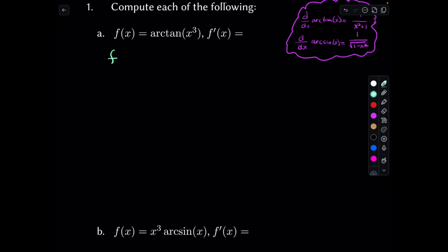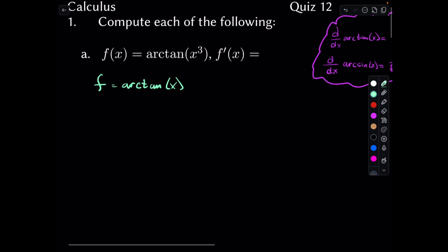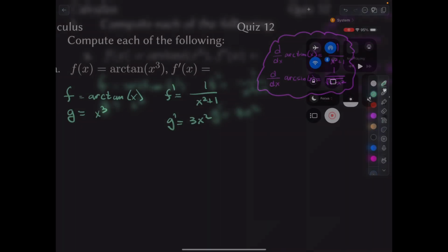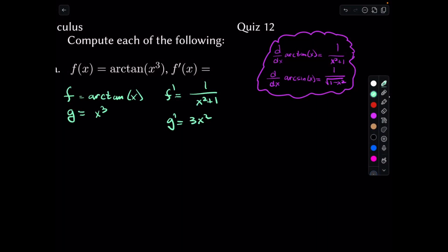And so the outer function is arctan. I just noticed it's a little unfortunate that I used little f of x for my function. So maybe you could think of this as the pale green little f, not the white little f. And then little g. So f prime is 1 over x squared plus 1, and g prime is 3x squared. Just a sec.